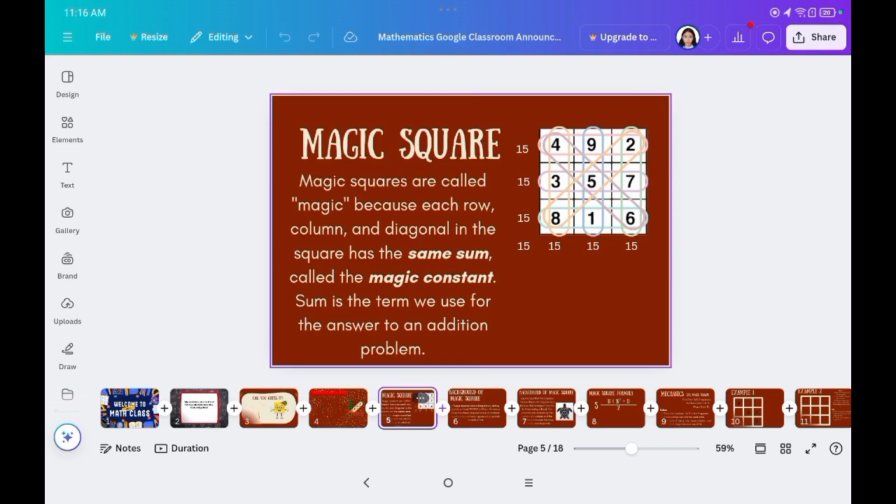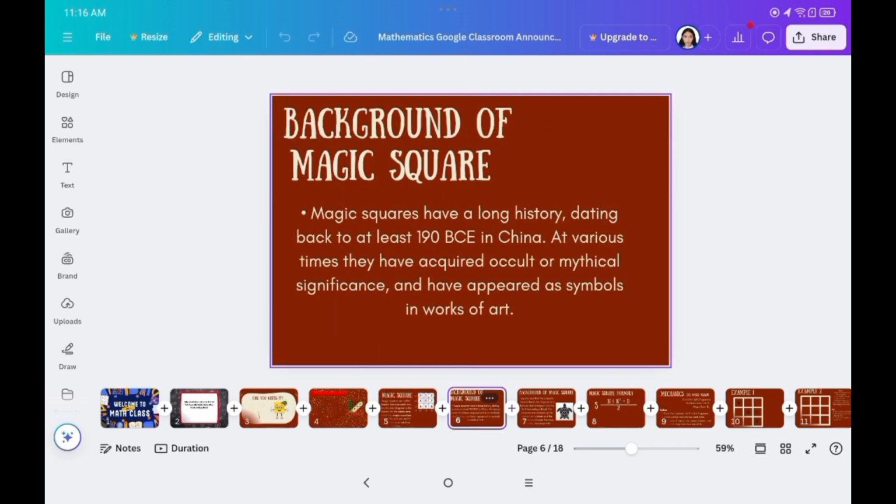So, ngayon, tatalakayin natin ang background of magic square, mechanics of magic square, rules of magic square, dahil na-discuss naman na sa inyo ni Anika ang ibig sabihin ng magic square. So, background of magic square.